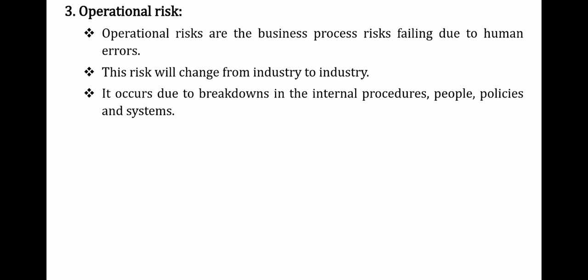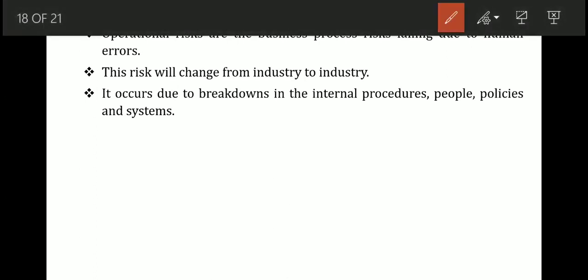So because of that reason, operational risk will change from one industry to another industry. It occurs due to breakdowns in the internal procedures, people, policies and systems. So how does this risk happen? Due to breakdowns in these procedures, rules and regulations, or people, or policies. If any organization is facing a problem of lockdown, bandh, or strike by the employees, definitely operational risk will arise.